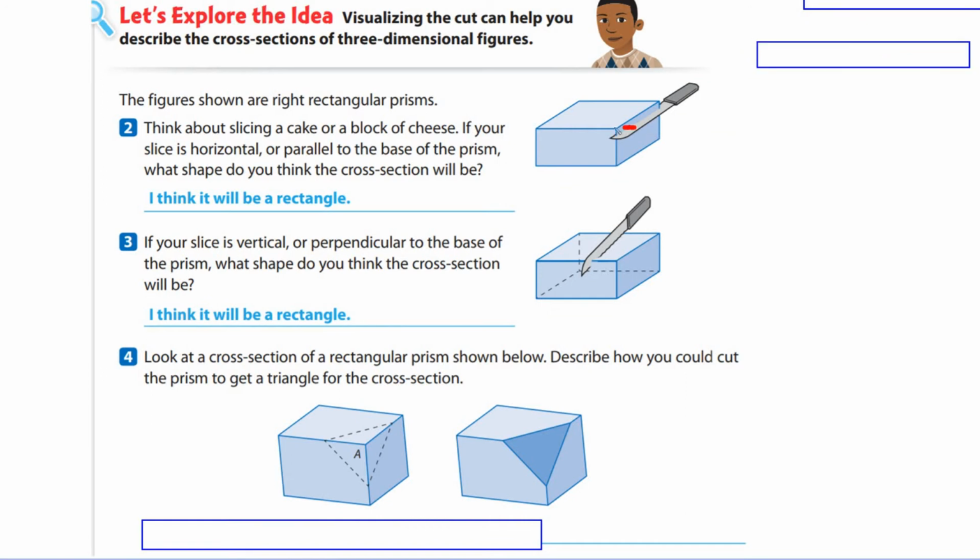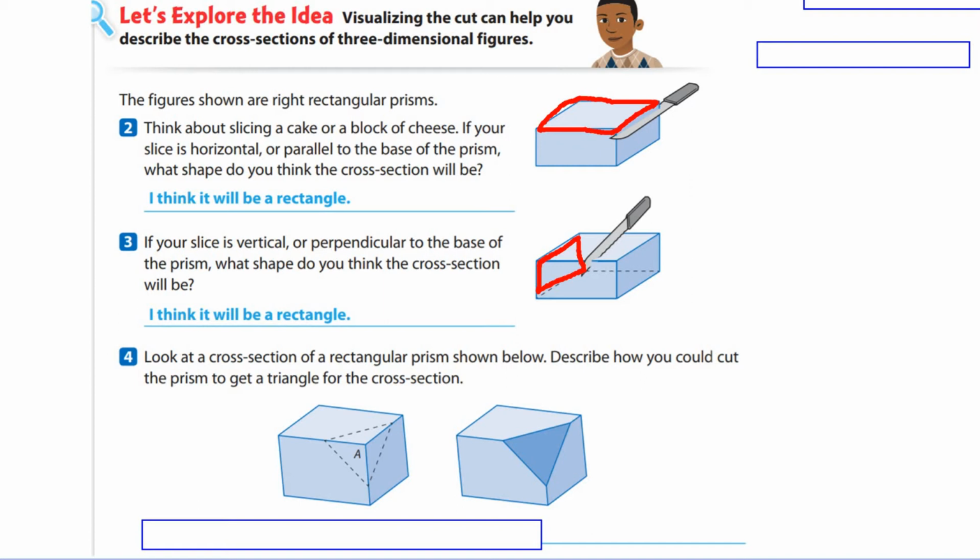If it's sliced this way, can you guys see that with that knife? Okay, you will see a two-dimensional rectangle, right? If it's sliced that way, you would see a two-dimensional rectangle.